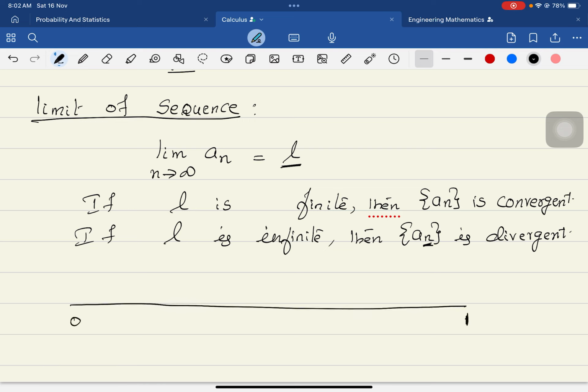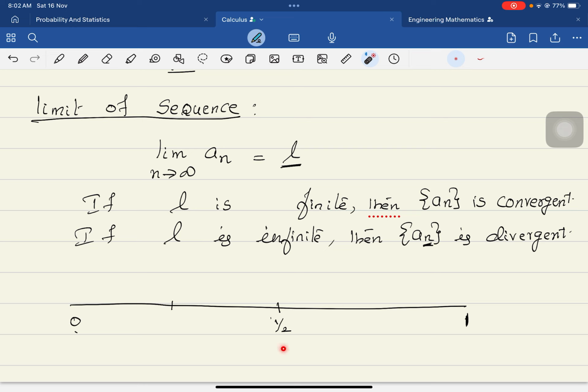Let me write down my 0 and 1 here. Now where is half located? My second term, half, is located here. Now where is 1 by 4 located? It is just in between 0 and half, correct? In between 0 and 1, there is half.